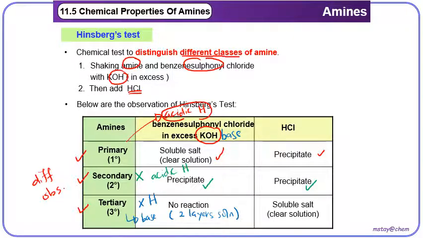But after you add in the HCl, it will react with the tertiary amine, because the tertiary amine is a base and HCl is an acid. Acid and base react to produce a salt, and this salt is a soluble salt. Then you will see the observation is a clear solution.